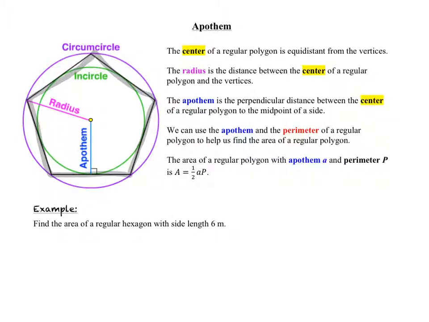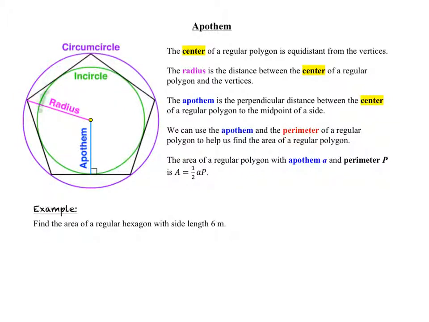So we see that we have a pentagon, and we see that around it is a purple circumcircle. And you can see that each of the endpoints, or I should say the vertices of the pentagon, are intersecting with this circle. So the pentagon is circumscribed by the circle.